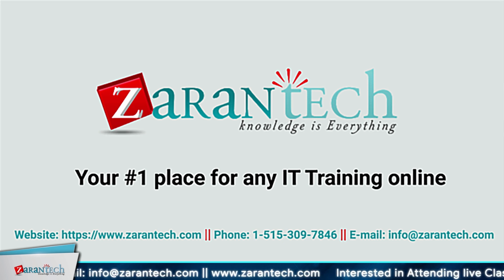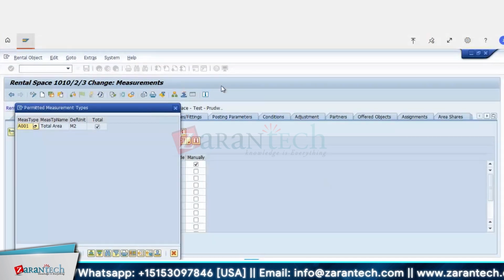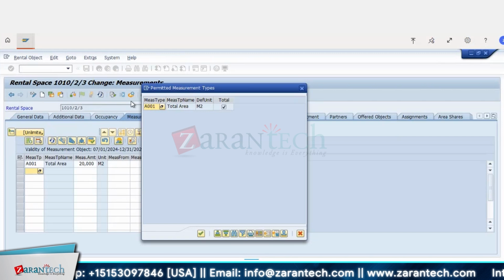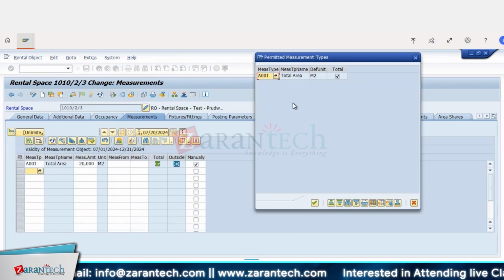Have you completed periodic posting for your contract? We have given entries in the parameters, but we had created a contract for you, right? Yes, yesterday, the lease. Okay, so you were able to post those periodic entries. What I wanted to say is that in this rental space, when I try to add a different measurement type, it is only showing this total area. I am not able to get other areas, floor areas, and all those.